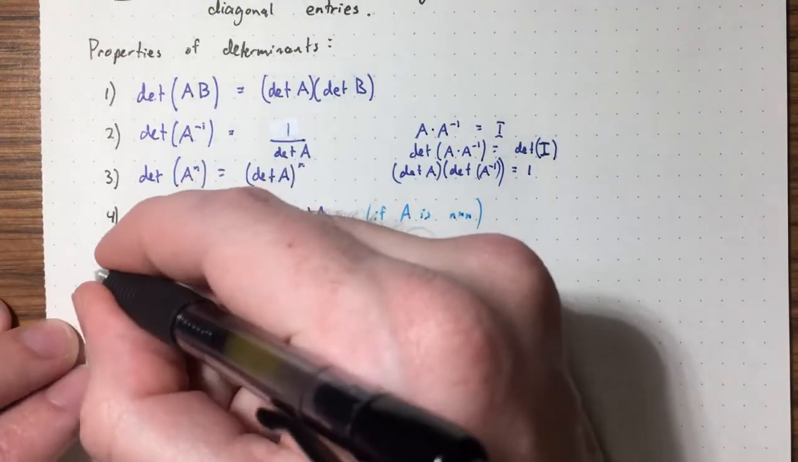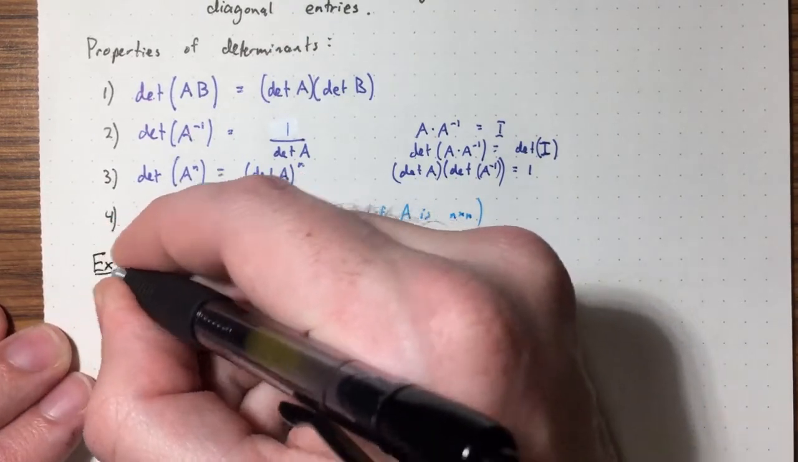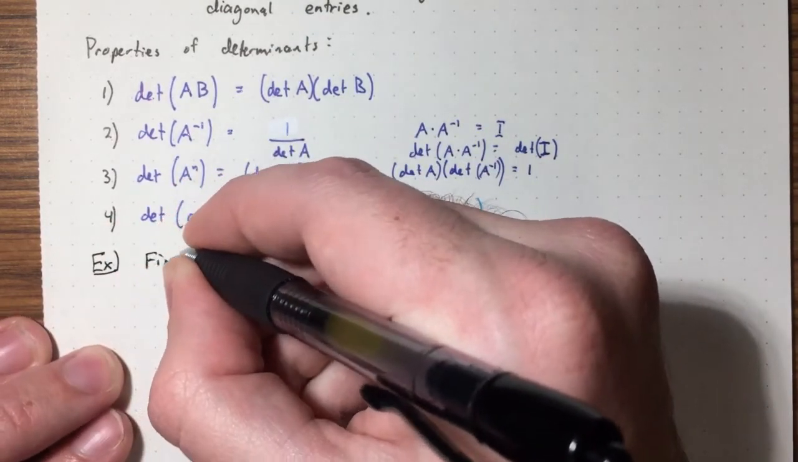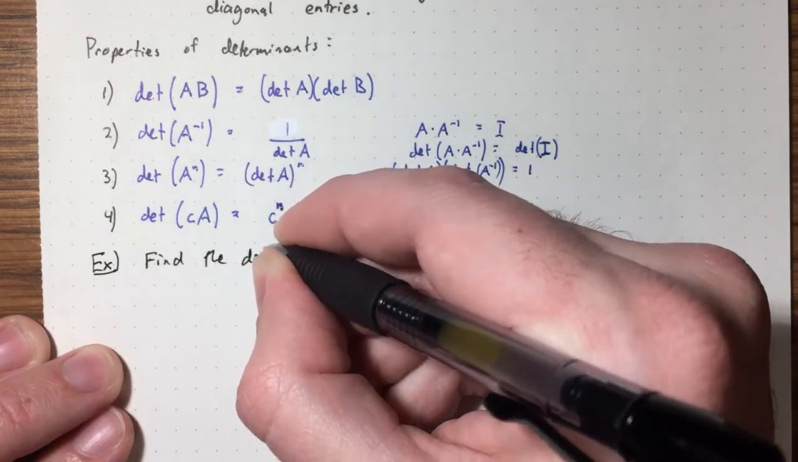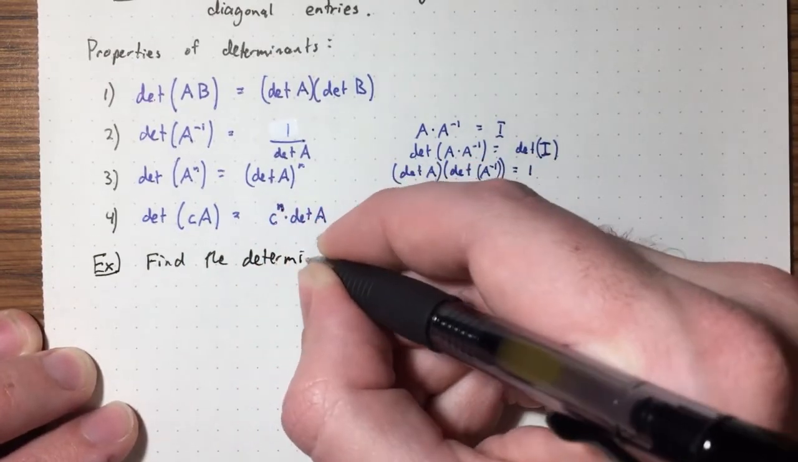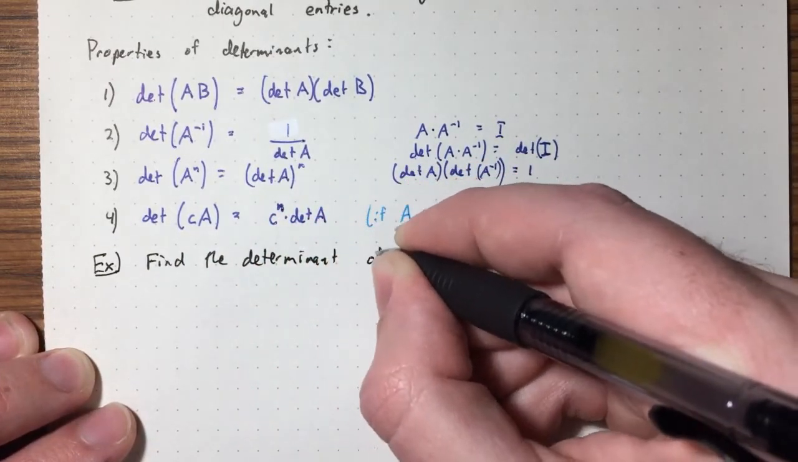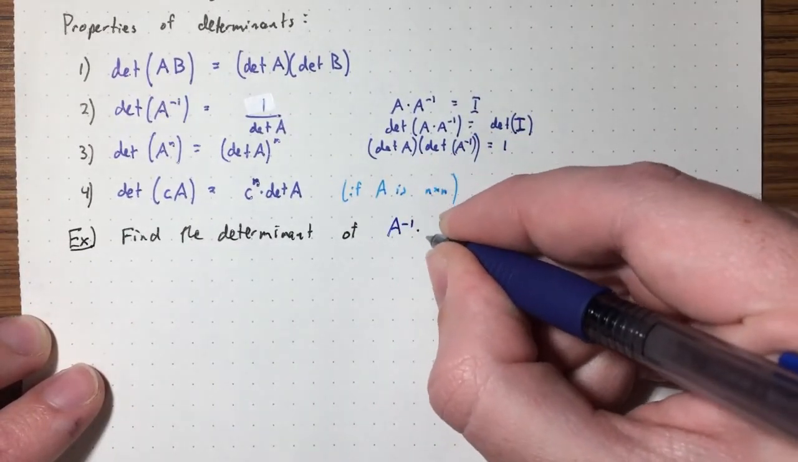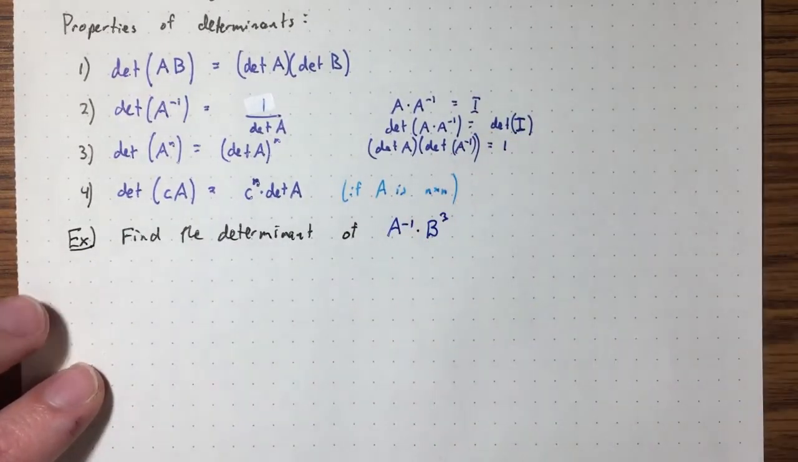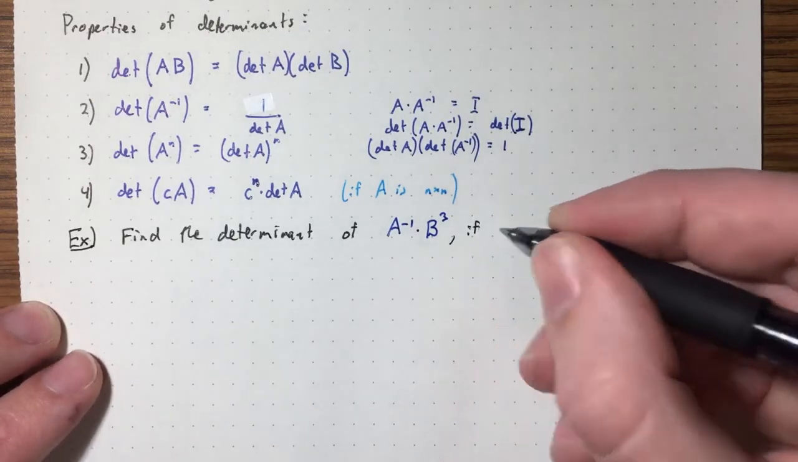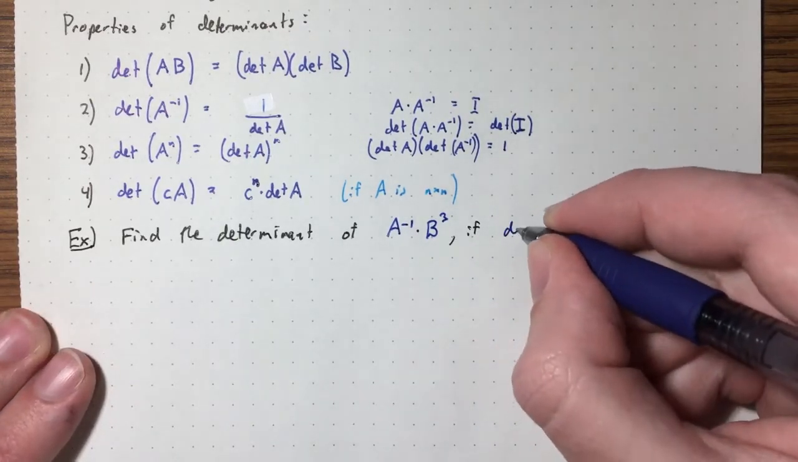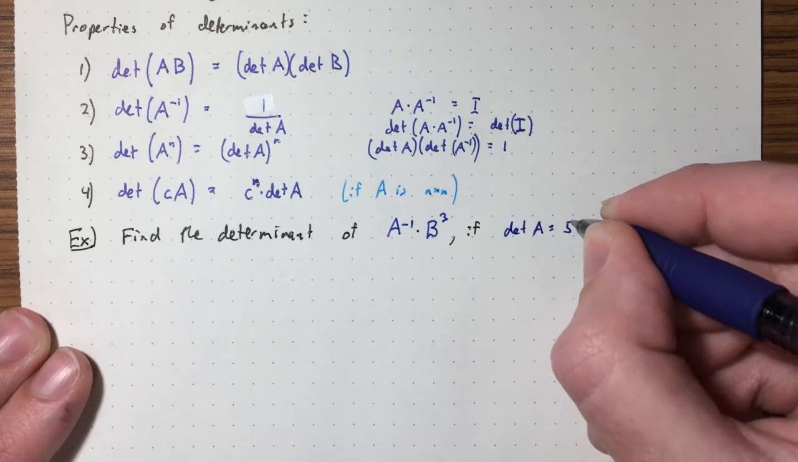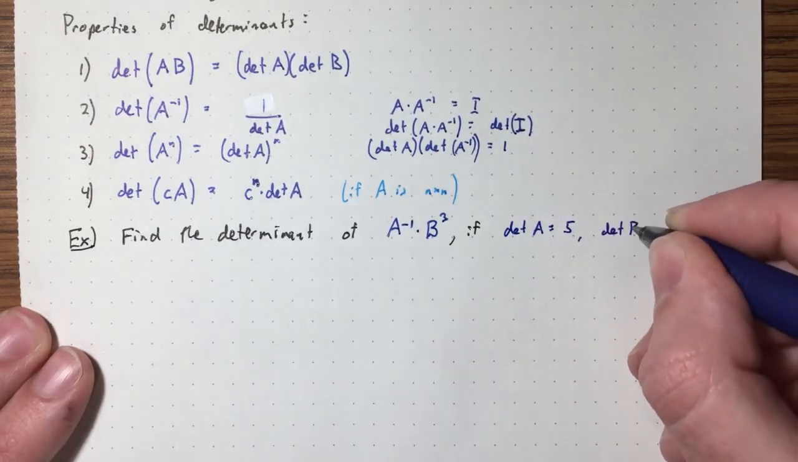Okay, let's do a quick example. How would you use these properties? Find the determinant of the following matrix: A inverse times B cubed. I'm going to tell you the determinant of A and B. The determinant of A is 5, and the determinant of B is 10.